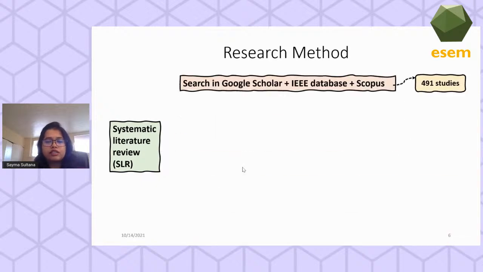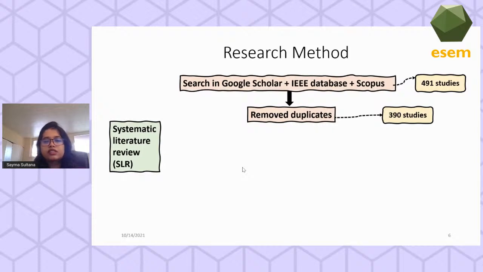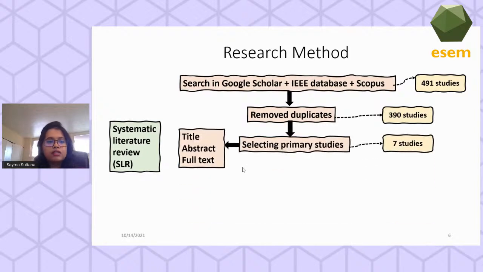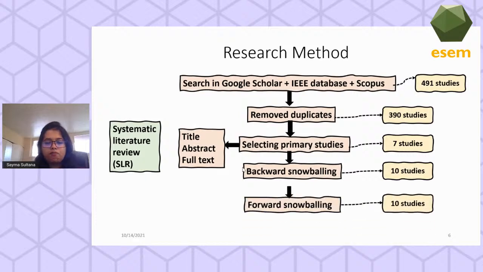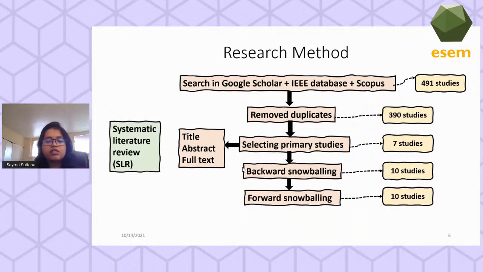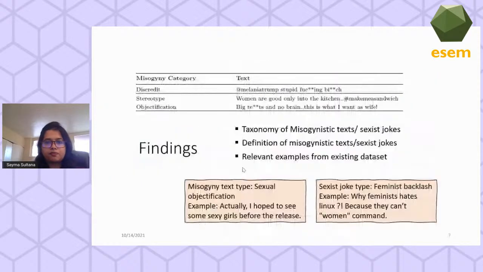We searched in Google Scholar, IEEE database, and Scopus using a fixed search string and found a total of 491 studies. After that, we removed all duplicates. This resulted in a total of 390 studies. Then we selected primary studies after going through the title, abstract, and full text of the papers, where we ended up with 7 studies. We also found 3 additional studies through backward snowballing. We also followed forward snowballing, but we did not find any new paper here. So finally, we had 10 total primary studies that have some guideline about identifying sexist or misogynistic text or jokes. Our selected primary studies contain classifications of misogynistic text or sexist jokes like the example given above.